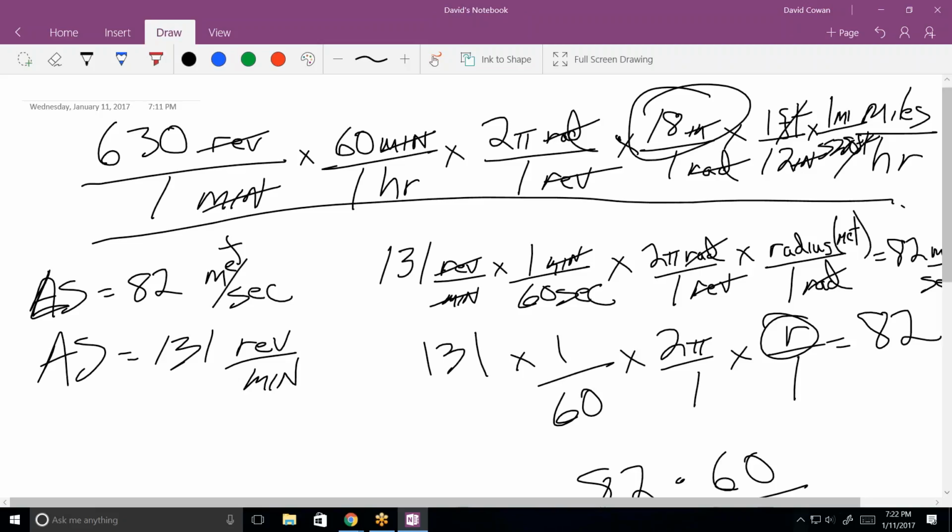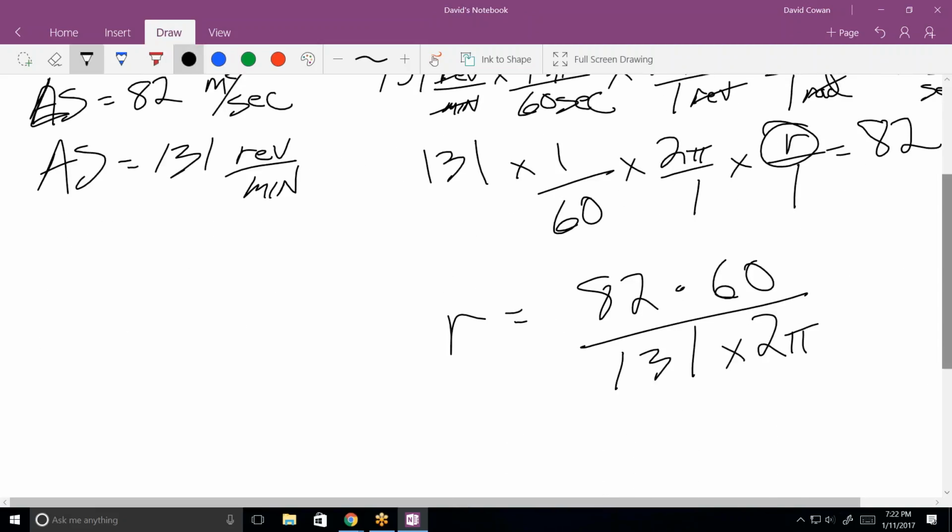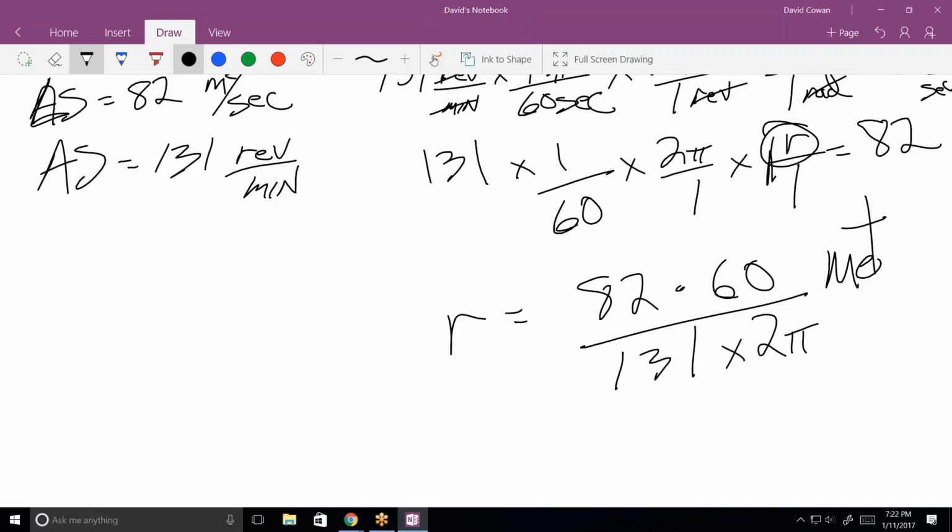In other words, my answer, r, has to be in meters, because I ended up with 82 meters per second. So whatever radius I end up with is in meters. That's what radius should be in, meters, not meters per anything. Radius is a linear measurement, so you want it to be just one thing, either meters, feet, or inches, whatever. Since they gave me the linear speed in meters per second, I'm going to end up with a radius in meters.